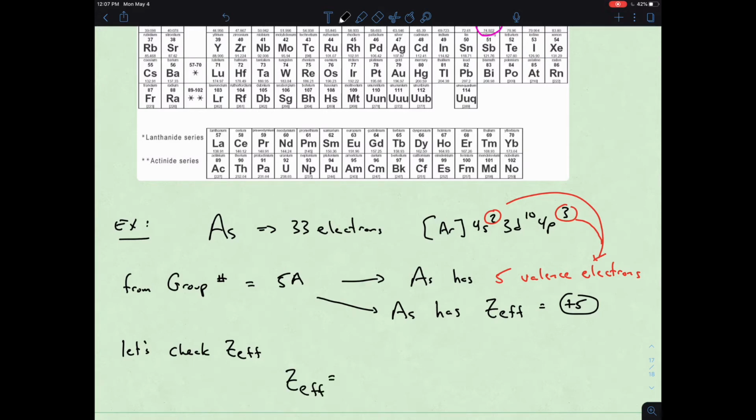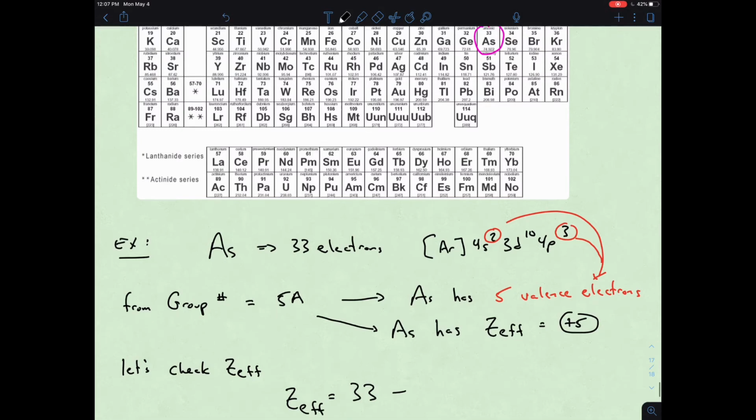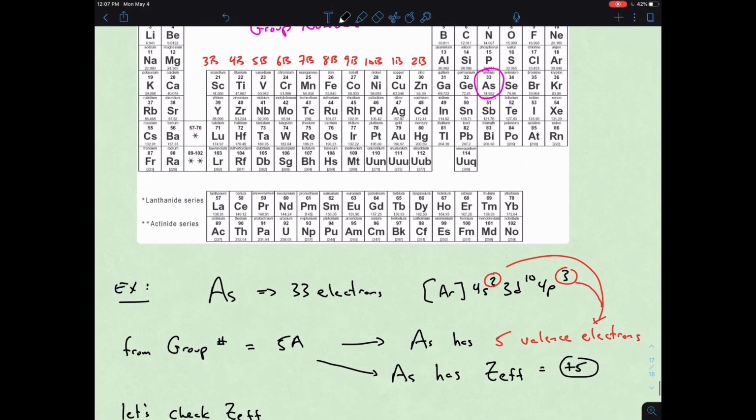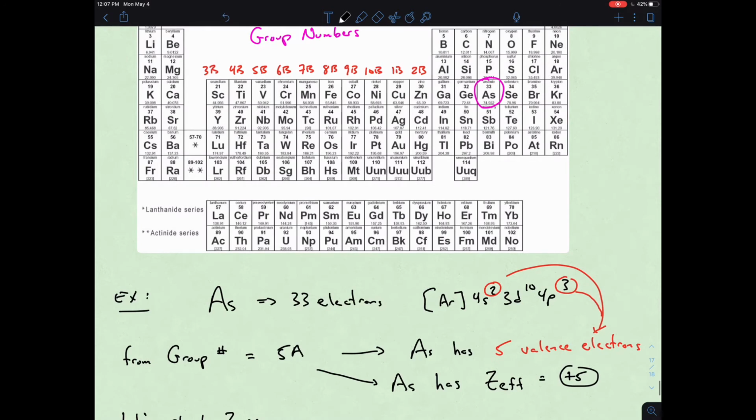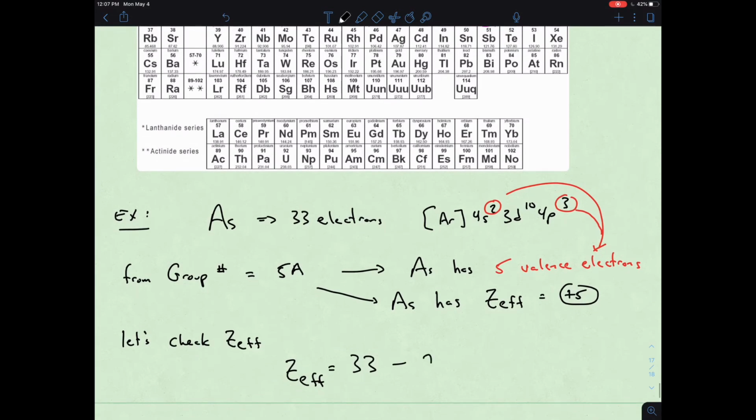So we had our Z effective, which is our atomic number of 33, minus our core electrons. Our core electrons would be our argon, which if we go up to the top, scrolling up a little bit here, argon would be 18. But then remember, we have the 3D, which is 10, so there's 28. And that gives me +5.